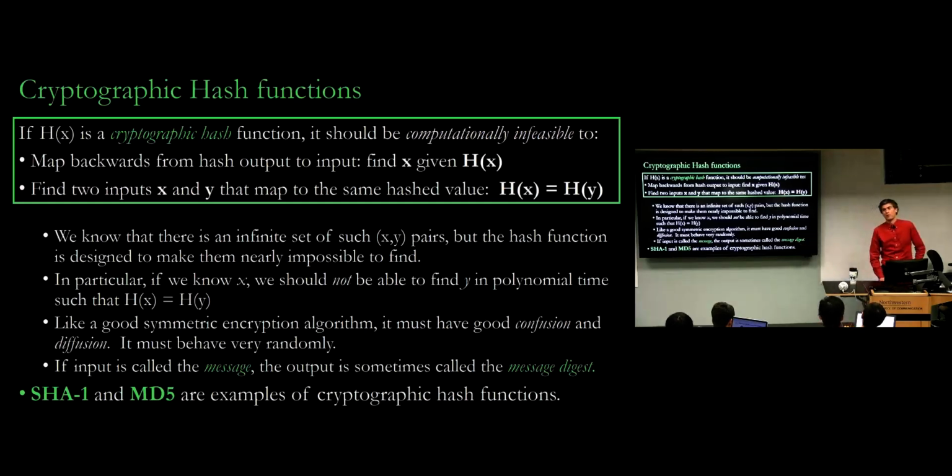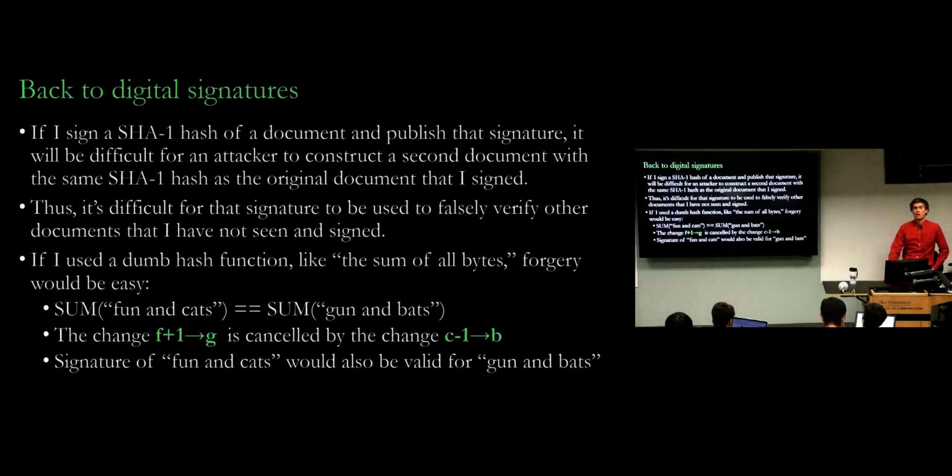Okay. And so let's see how we use those and why it's important to have a strong cryptographic hash function. So with digital signatures, if you sign a SHA-1 hash of a document, so a cryptographically strong hash, and we publish that signature, it will be difficult for an attacker to construct a second document with the same SHA-1 hash as the original document, and to use my signature to verify some other claim. It'll be hard for them to find some other claim that corresponds to the same signature.